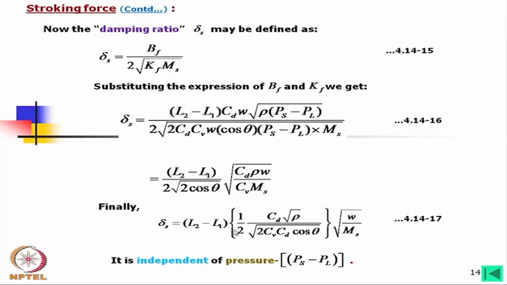to L2 minus L1 half Cd, root under root rho divided by twice Cv Cd into cos theta and then whole into W by Ms. Now, interestingly, what we find is that this is independent of pressure. Whatever may be the pressure, this damping coefficient, damping ratio, will not be affected by the pressure value.